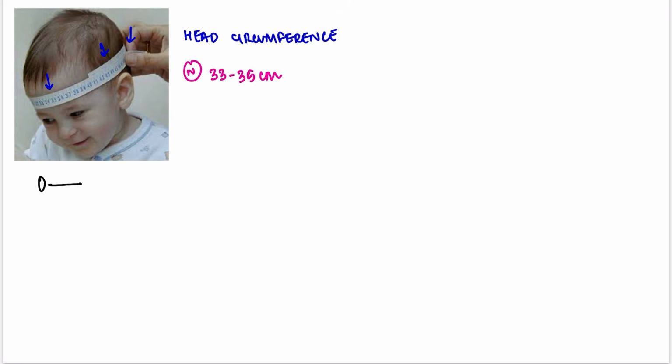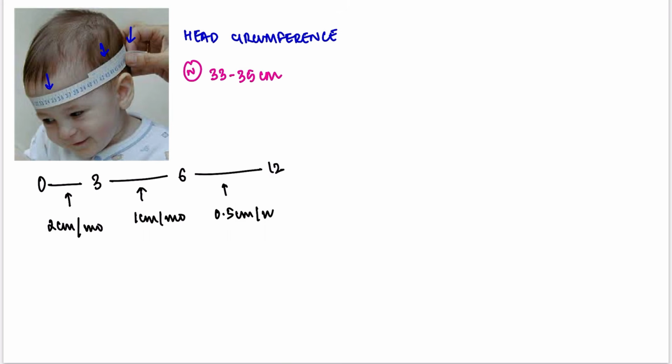So in the first 3 months of life, the rate of growth is 2 centimeters per month. In the next 3 months, that is from 3 months of age till 6 months, it's 1 centimeter per month. And thereafter for the next 6 months, it's 0.5 centimeter per month.